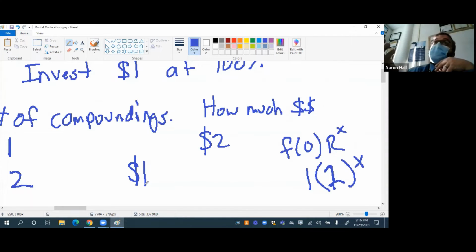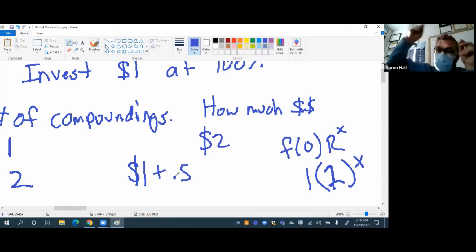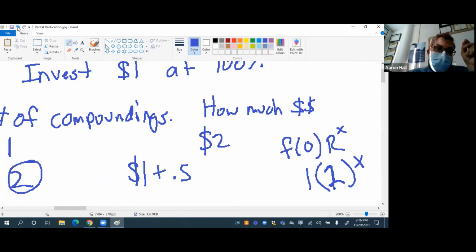You get half of it, which would be 50 cents. So halfway through the year, we get part of that interest, 50 cents. Now at the end of the year, you get paid again. If we're compounding our interest twice, at the end of the year, how much do you get?